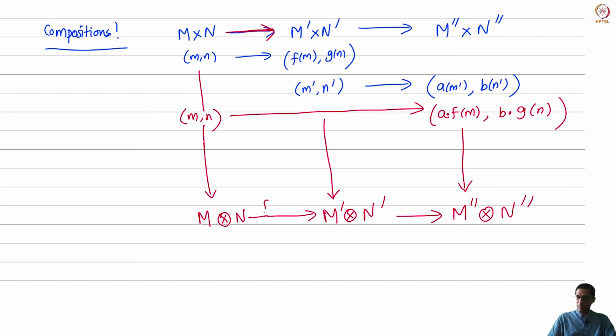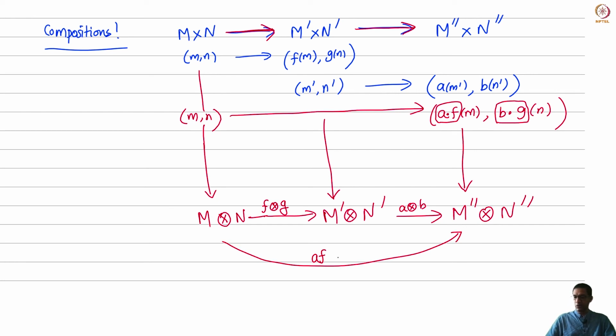Okay, so this is the map F tensor G, that's the map A tensor B. Now what we need to show is that this is a functor. The first thing we need to show is that if instead you take the composition of these two arrows in the beginning, which means you look at AF and BG as your new maps, going from M cross N all the way to the other end, M double dash cross N double dash, then the corresponding map that you define here, so what would that be called?